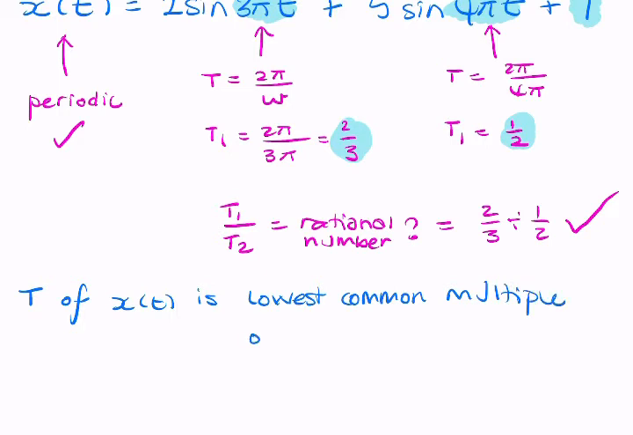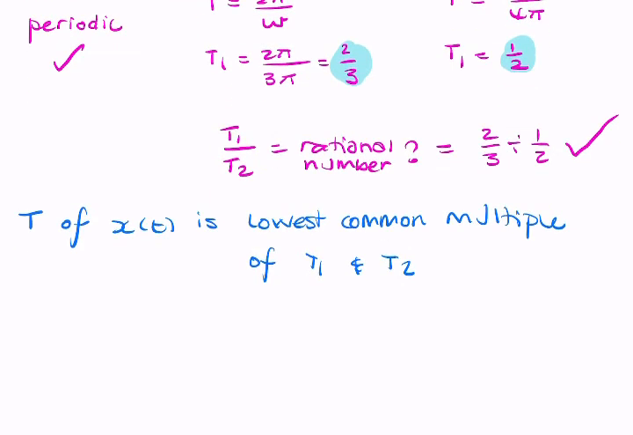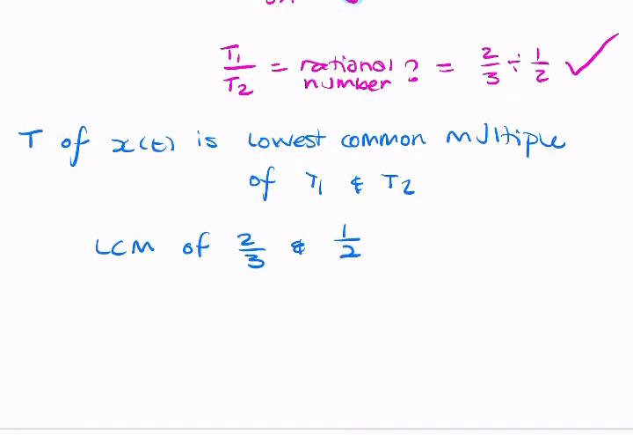of T1 and T2. So what we're trying to do is find the lowest common multiple of 2 over 3 and 1 over 2. That isn't too difficult, is it? We're finding the lowest common multiple of two fractions. It would have been easier if they were integers, but it's not too bad.